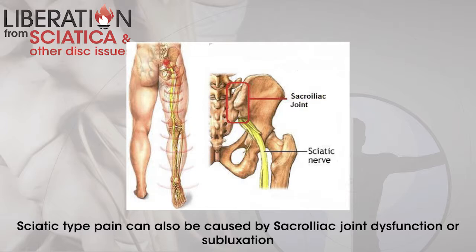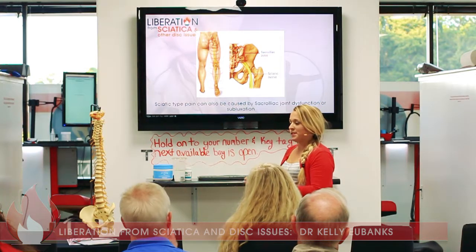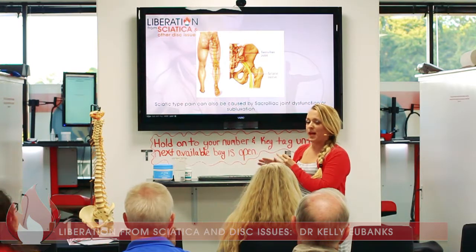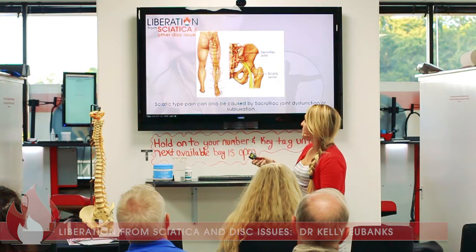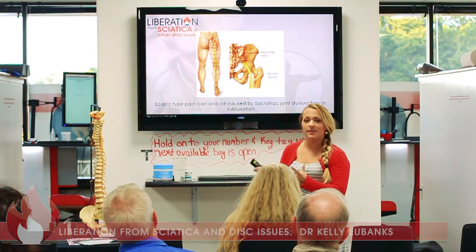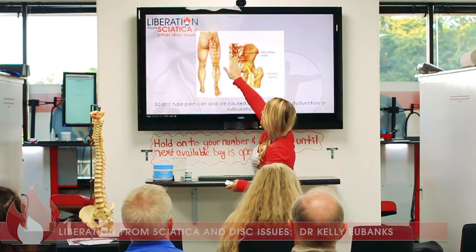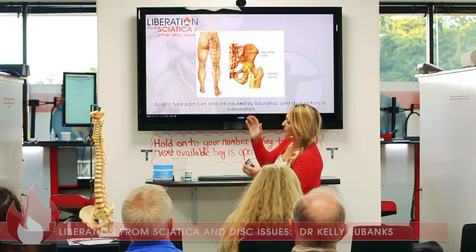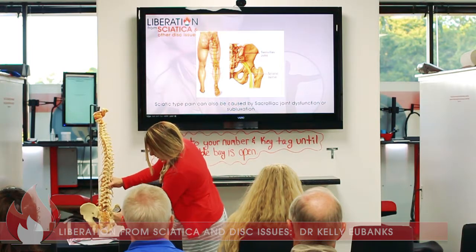Sciatic type pain can also be caused by sacroiliac joint dysfunction or subluxation. And I see this a lot. If I take x-rays and you have a good healthy curve, no sign of degeneration, I'm not really sure it's a disc, then I'm going to definitely check the SI joint. So the SI joint is made up of the sacrum and the ilium, and they come together and form a joint. And you can see here on each side.